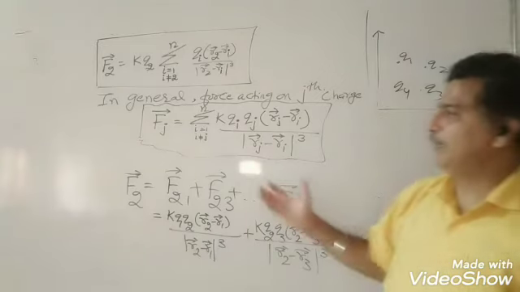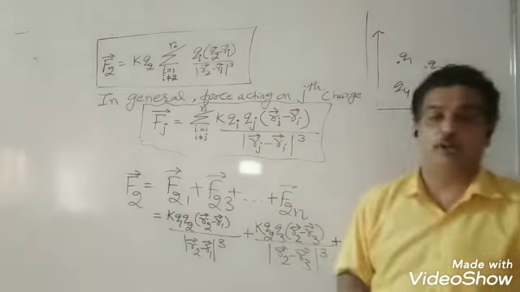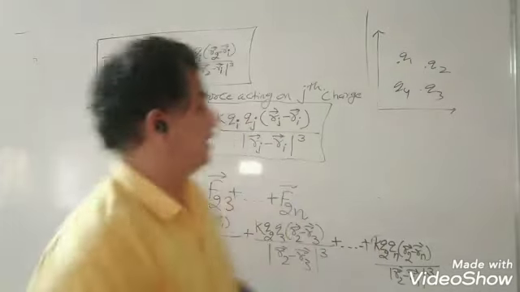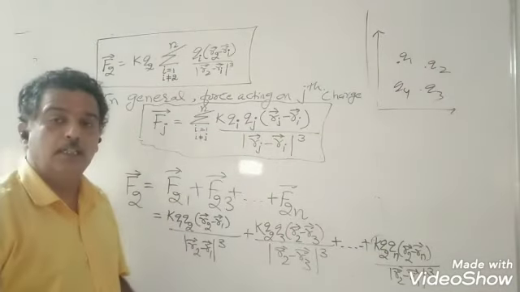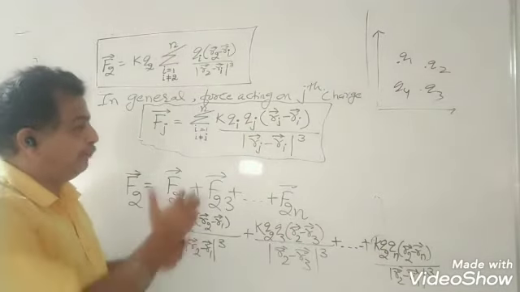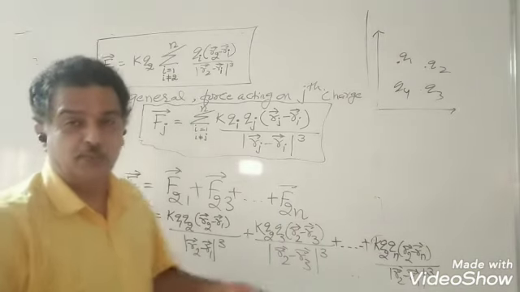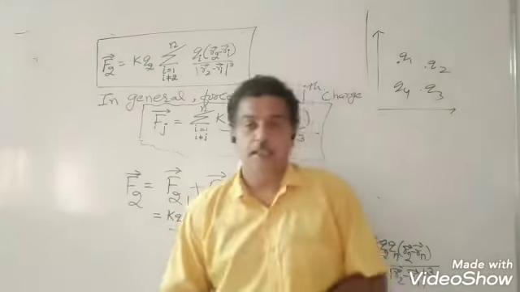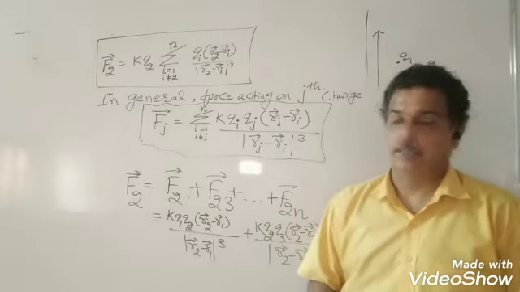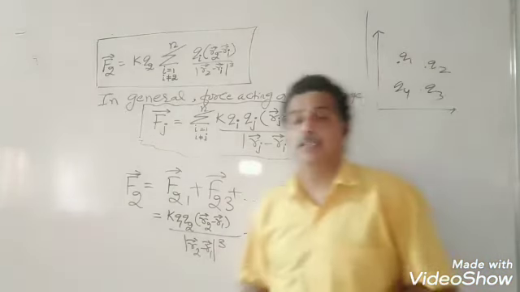So if there are n particles, this is the general formula for a superposition principle. And in the next lecture, we will see how to implement this formula as we implemented today the Coulomb's law in vector form. Similarly, we have many numericals related to it.